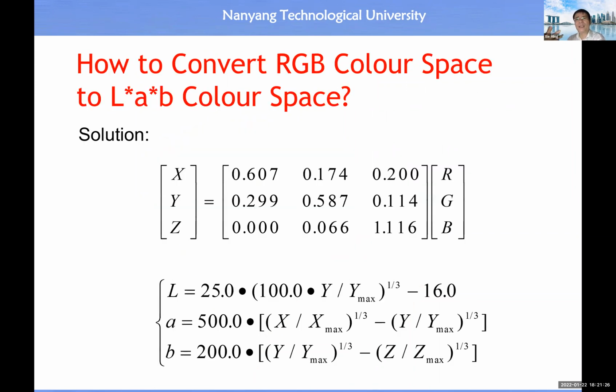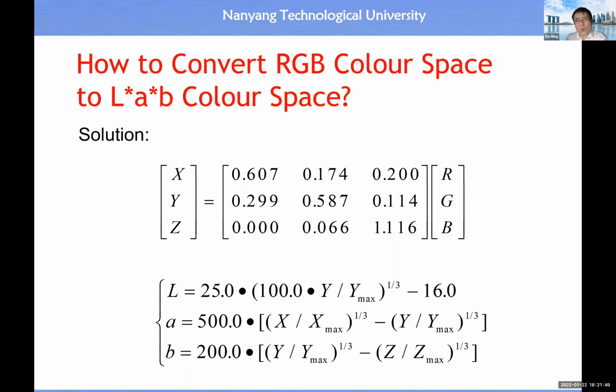Then how to do the conversion? This is a basic computation related to the use of visual signals, right? There's no mathematical proof because this is a result obtained by experiment. Through intensive experiments, we discovered these two additional color spaces.